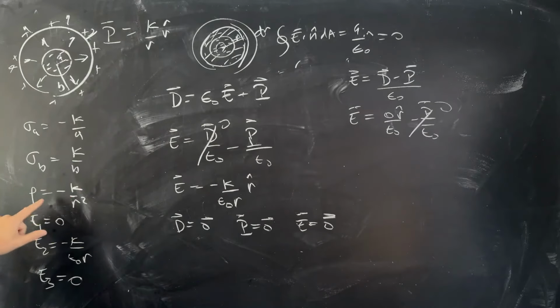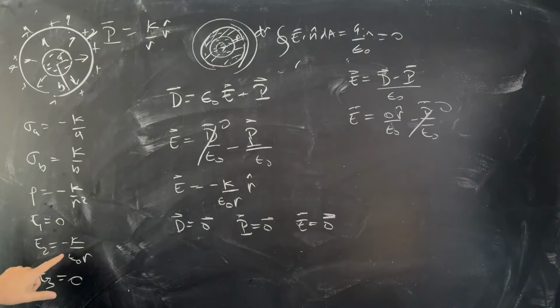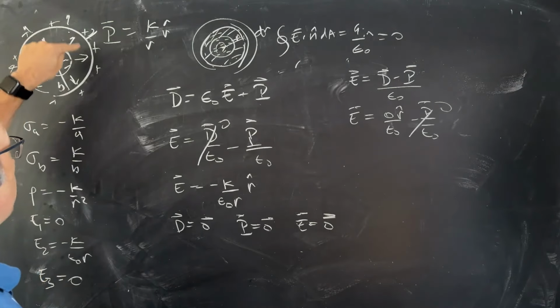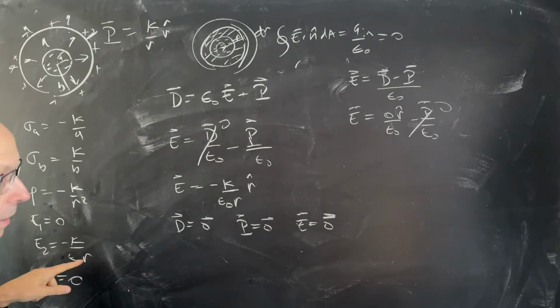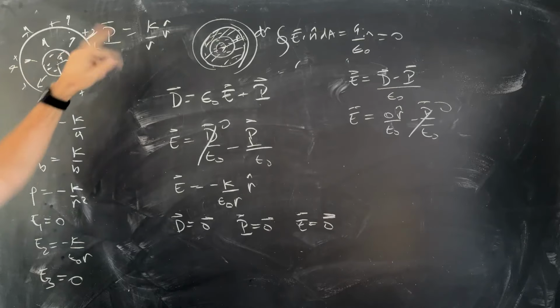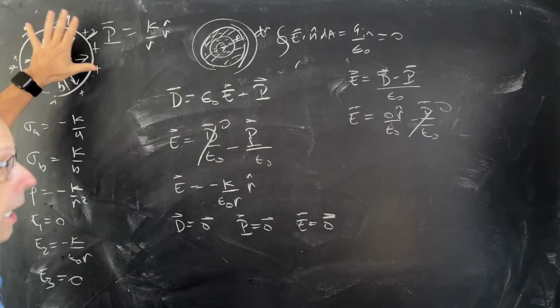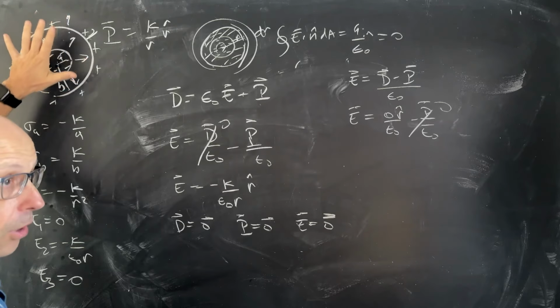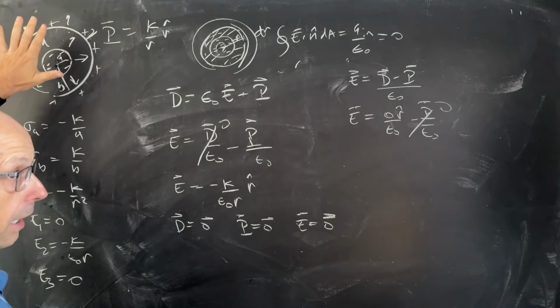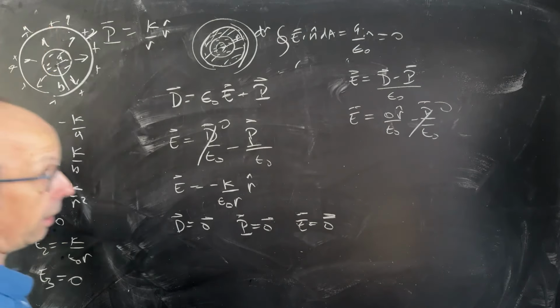Number one, I don't want to forget this electric field on the inside of the thing in the middle. It's negative k over epsilon naught r, and 0 in other places. But what I want to do is to instead build this into a region and put a whole bunch of dipole moments in there and then use that to calculate the electric field.